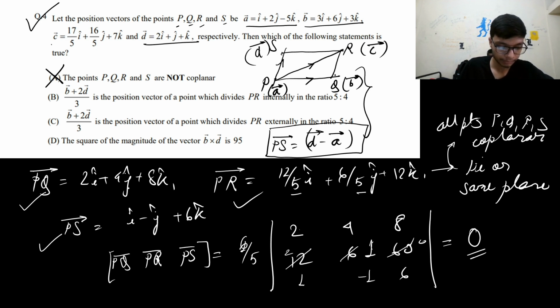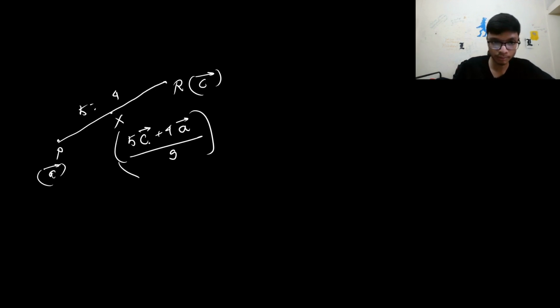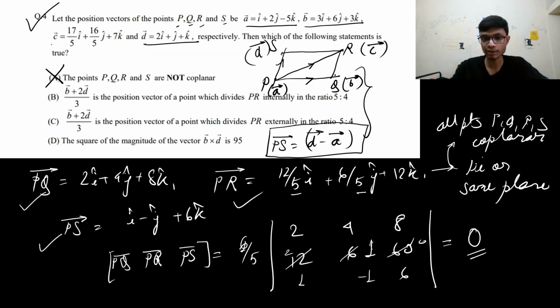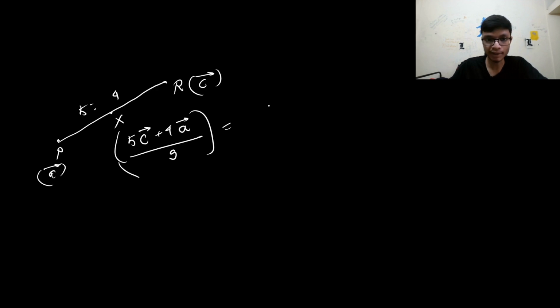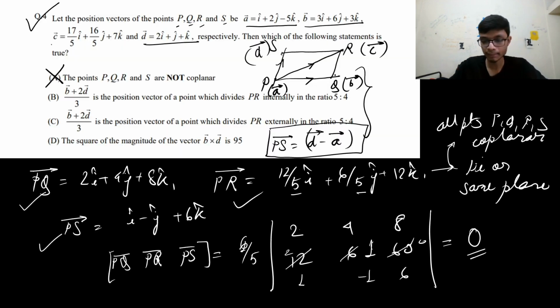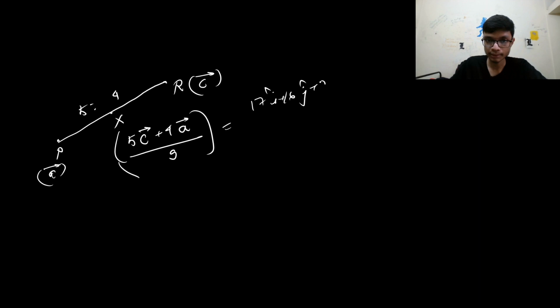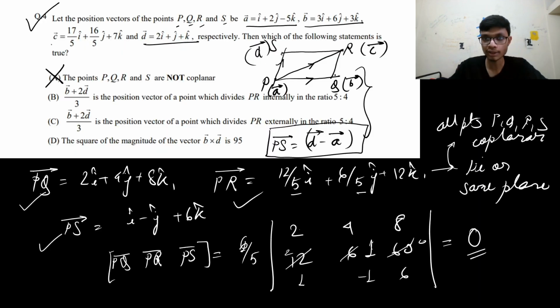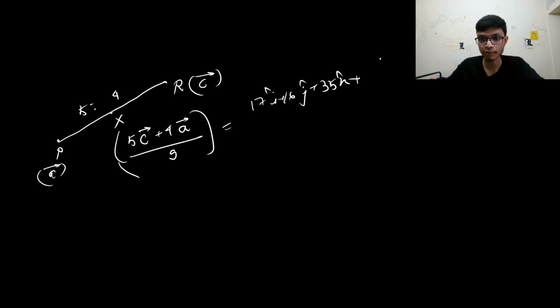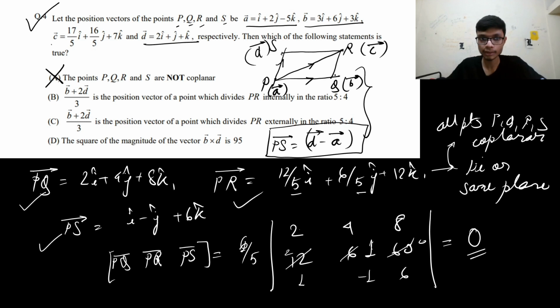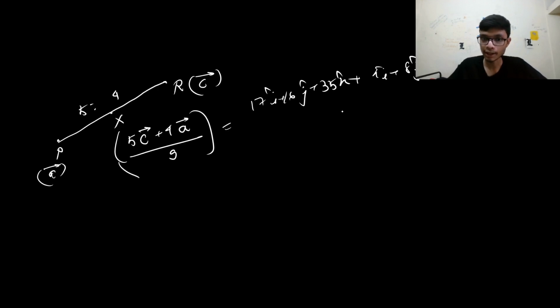So what we can do is substitute the values. 5 times C vector is 17 i cap plus 16 j cap plus 35 k cap, plus 4 times A vector, which is 4 i cap plus 8 j cap minus 20 k cap, and the whole divided by 9.